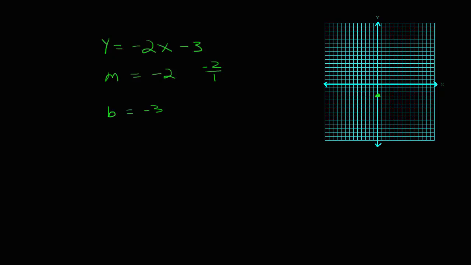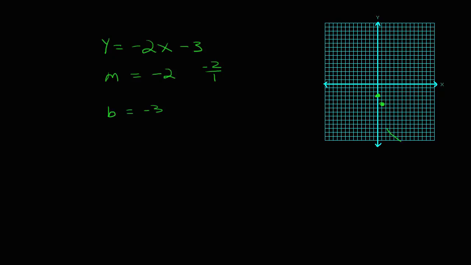We then use our slope of -2 over 1. My change in y over change in x, which is what slope is, is -2 over 1. Change in y of -2 means I go down 2, and then I go over 1 to the right for my change in x of 1. Positive 1 is to the right. And now we are ready to connect those dots and draw a line.